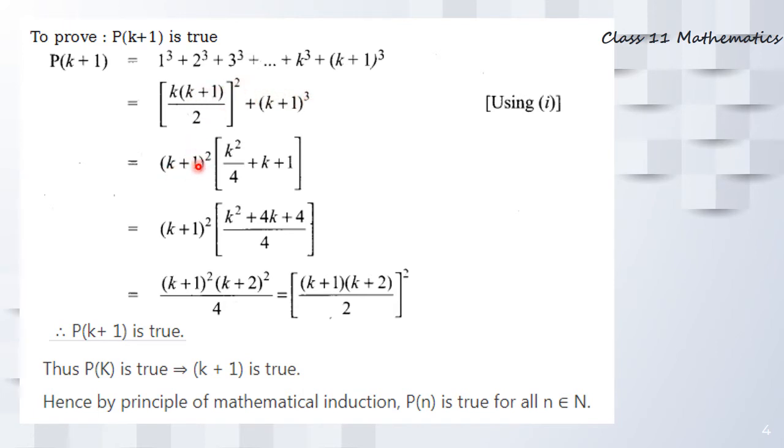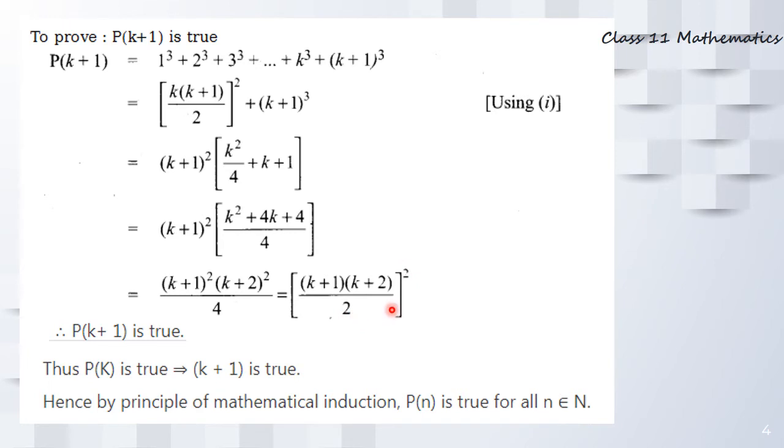So k plus 1 the whole square is common, remaining k square by 2 square, that is k square by 4. Then remaining here k plus 1. Next, find the LCM of this: k square by 4 plus k plus 1. Therefore k square plus 4k plus 4 by 4. Then factorize this value. The product value is 4 and the sum value is 4. Therefore k plus 2, the whole square. It is k plus 1 the whole square already, so I will consider the square as common. It is like 2 square. Therefore k plus 1 into k plus 2 by 2, the whole square.